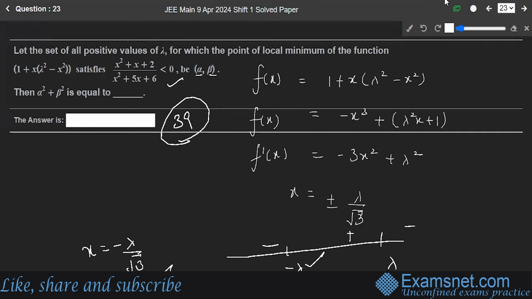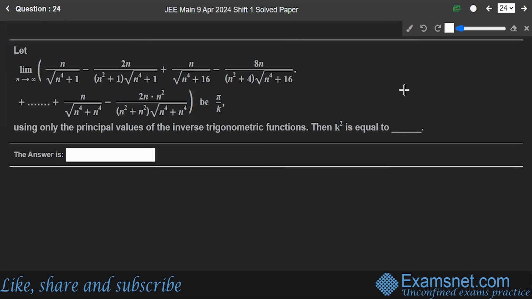Hope you got that. Let's move to the next question. Question number 24. Let the limit as n approaches infinity of n/√(n⁴+1) − 2n/((n²+1)√(n⁴+1)) plus this minus this till this expression be equal to π/k. Using only the principal values of the inverse trigonometric functions, k² is equal to.